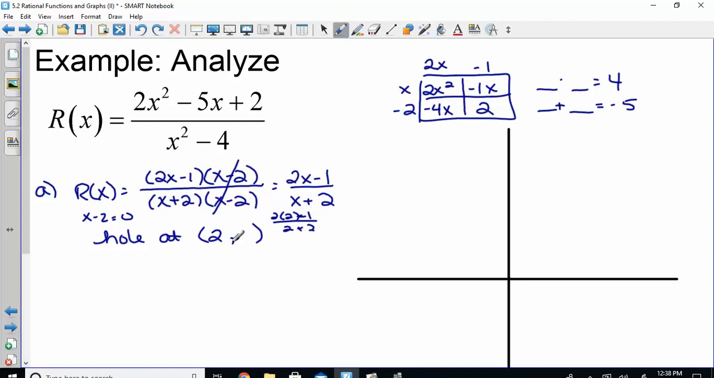So we get 4 minus 1 is 3 over 2 plus 2 is 4. So that is at 2, 3/4, you have an open circle on your graph. And from here on out, for my function, I'm just looking at this reduced one.